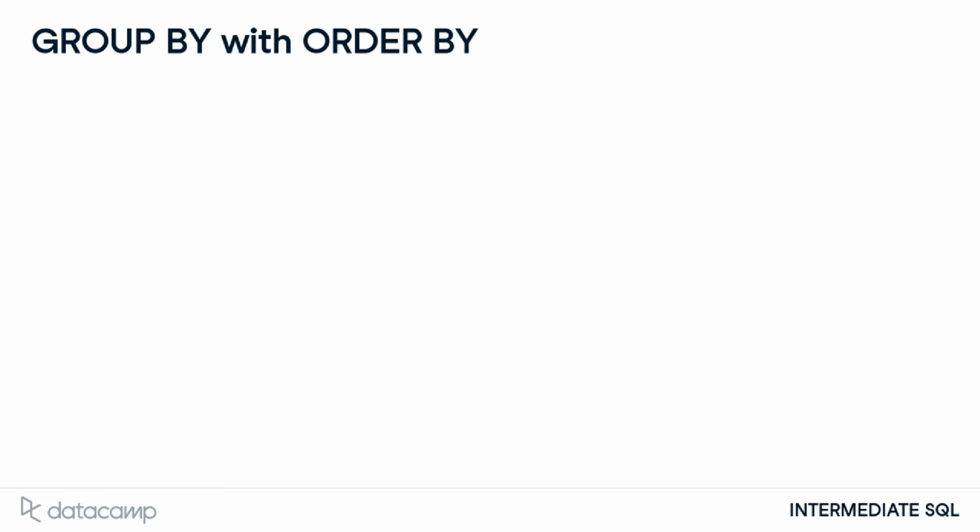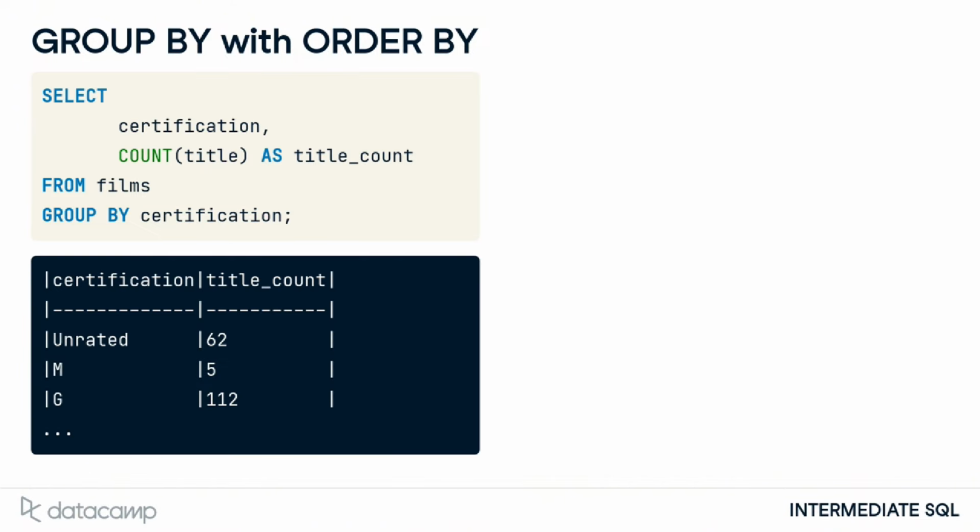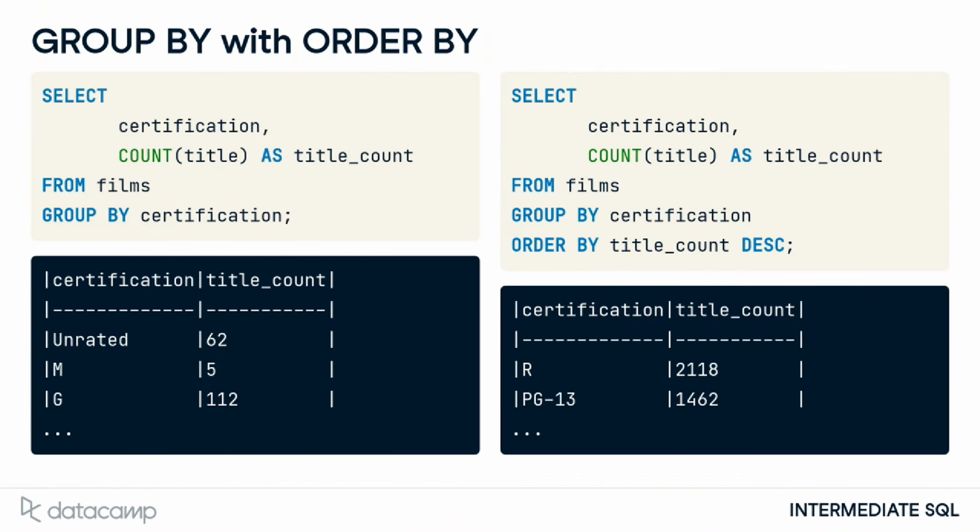We can combine group by with order by to group our results, make a calculation, and then order our results. For example, we can clean up one of our previous queries by sorting the results by the title count in descending order. Here is that query without order by, and this is the same query with ordering added. Order by is always written after group by, and notice that we can refer back to the alias within the query. That is because of the order of execution. It looks like movies rated R are the most common in our database.